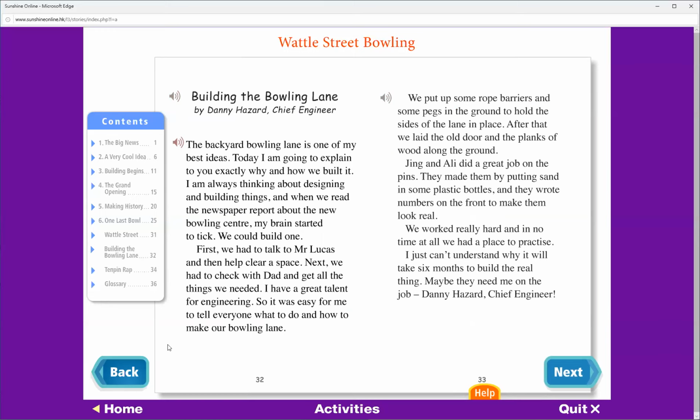I am always thinking about designing and building things. And when we read the newspaper report about the new bowling centre, my brain started to tick. We could build one. First, we had to talk to Mr. Lucas and then help clear a space. Next, we had to check with Dad and get all the things we needed. I have a great talent for engineering, so it was easy for me to tell everyone what to do and how to make our bowling lane.